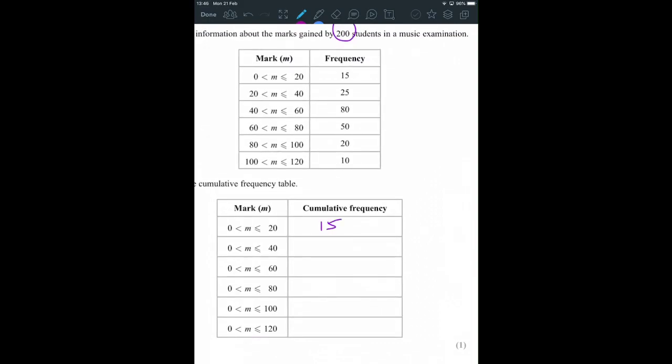From 0 to 20 we've only got 15. From 0 to 40 we've got the 15 and the 25. Then we've got an extra 80 to go up to 60, an extra 50, an extra 20.